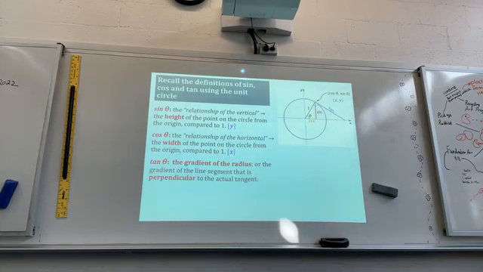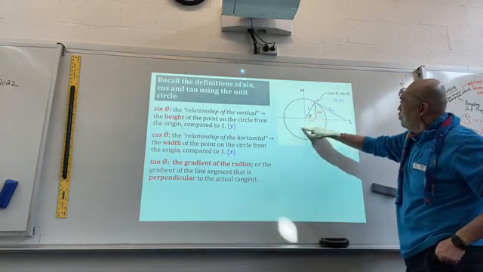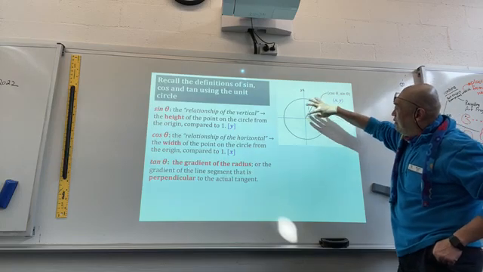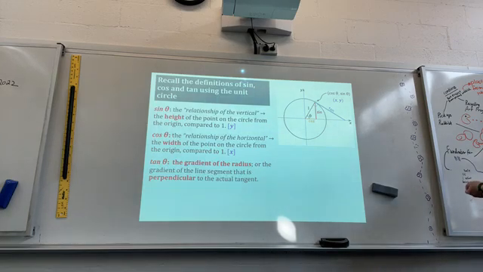And then tangent theta is the gradient of the radius or the gradient of the line segment that's perpendicular to the actual tangent. Which means we have the slope. Tan theta is sine over cos, or y over x. Alright? Everybody recall that? Yeah? Using unison. Very good, thank you.